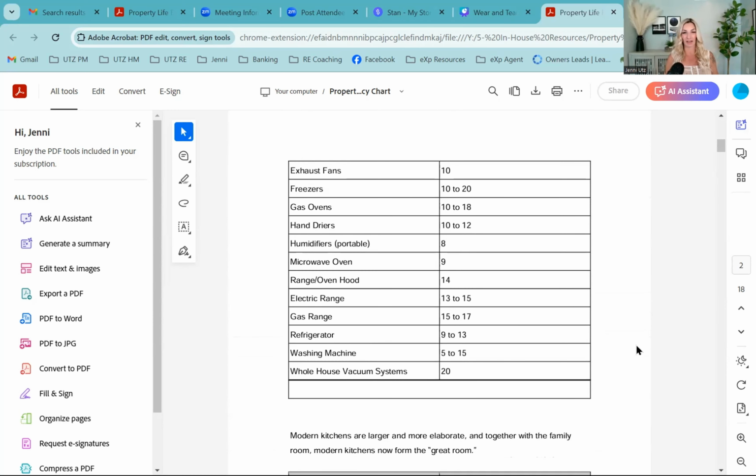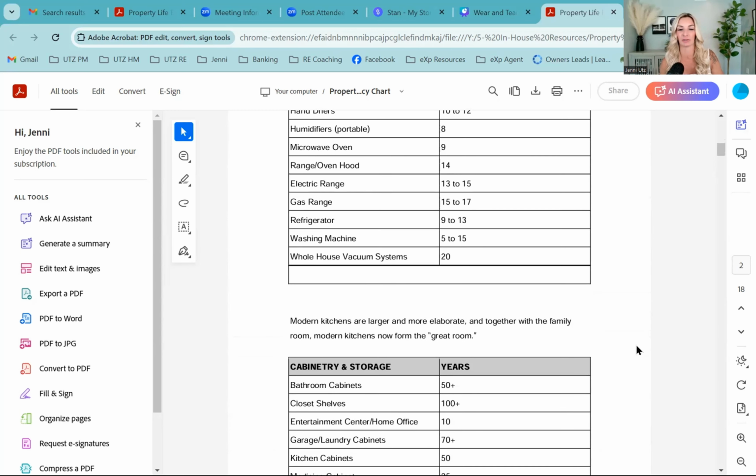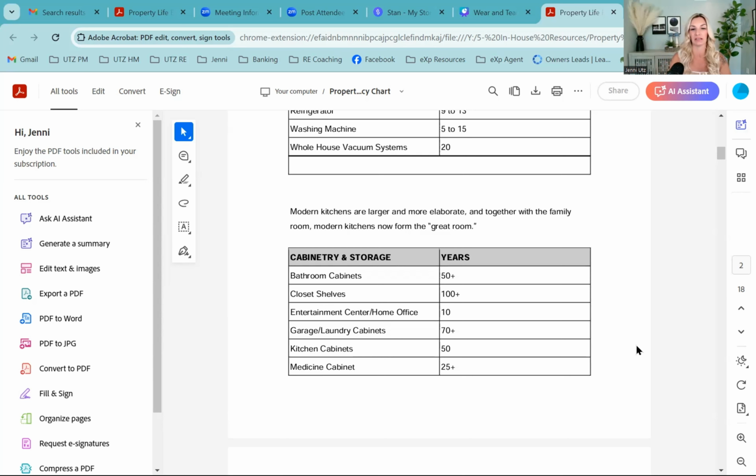But to keep in mind when we're talking about life expectancy of some of these features, just because you have to replace it does not mean that that is tenant damage. It does not mean you can charge it against the tenant. For example, bathroom cabinets should last you a long time. Even if they're old and outdated, doesn't mean that it'll be damage that the tenant has to pay for. If it's old and outdated and you just want to replace them, that is going to be an owner cost to you.